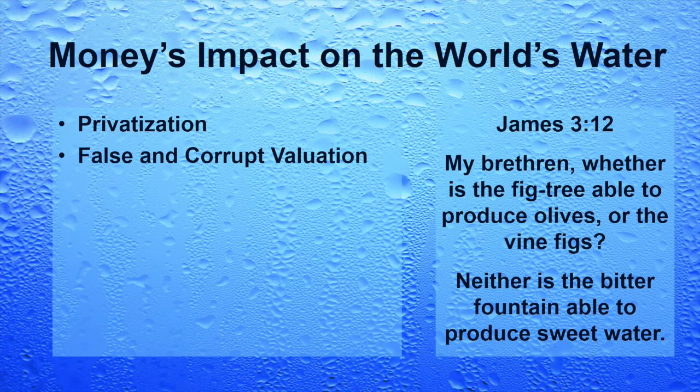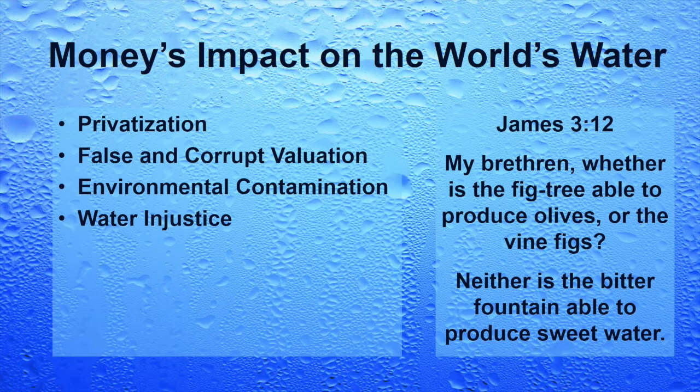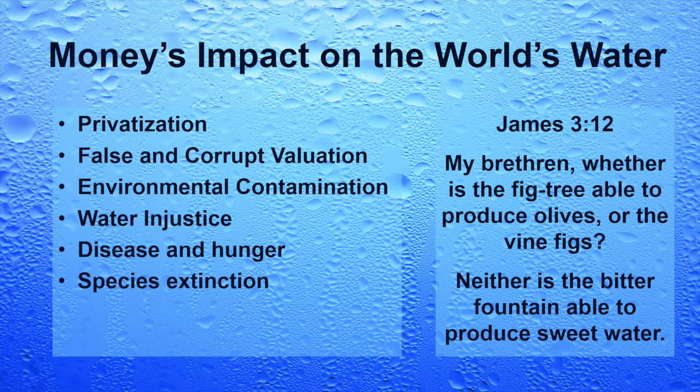Further, the way that water is valued in this system is a false and corrupt valuation based only on the money spent. It doesn't take into account things like biodiversity, human health, and ecosystem services. These two things, privatization and incorrect valuation, exacerbate the problems in the water system. They exacerbate environmental contamination, which is treated as an externality in this economy. It creates a bigger divide between the rich and the poor. 40% of the world's population does not have access to safe water. It causes more disease and hunger, species extinction, and climate change impacts.